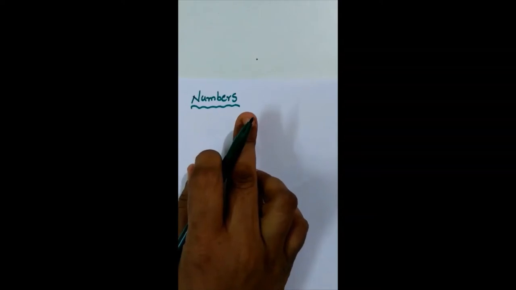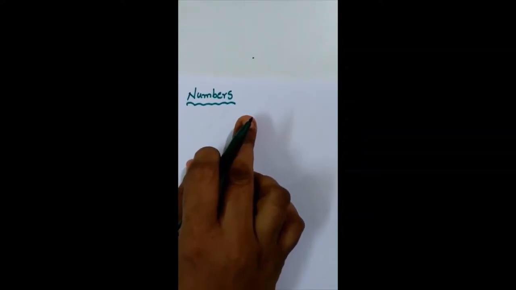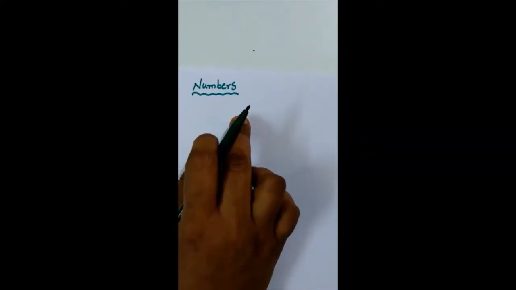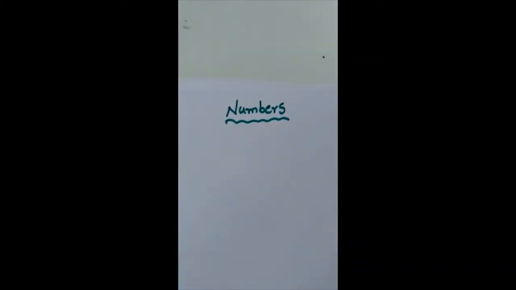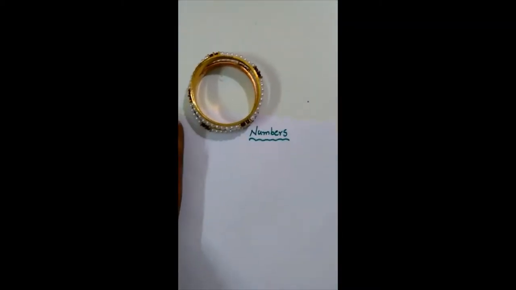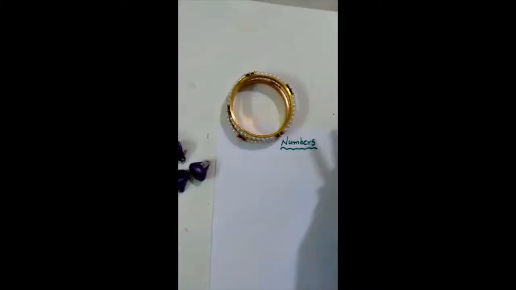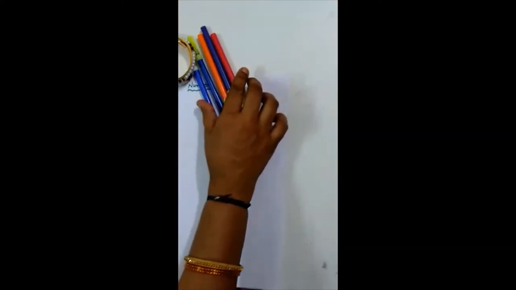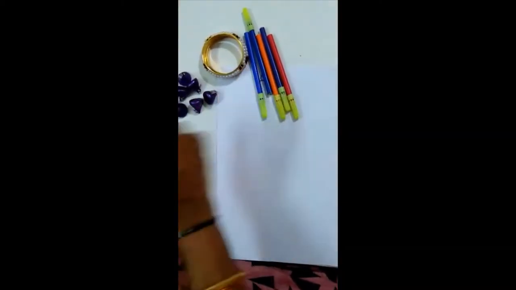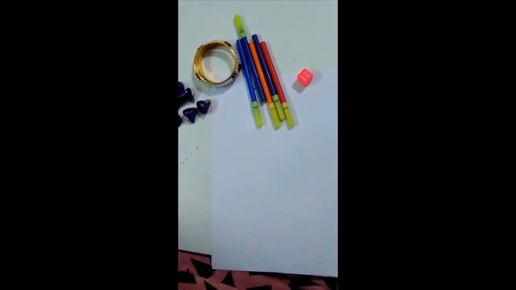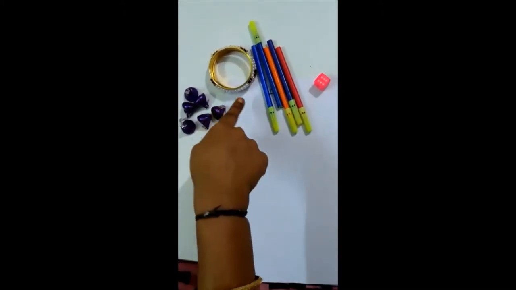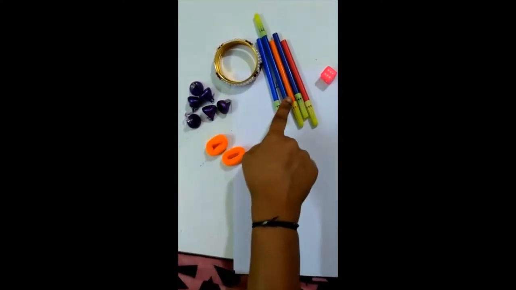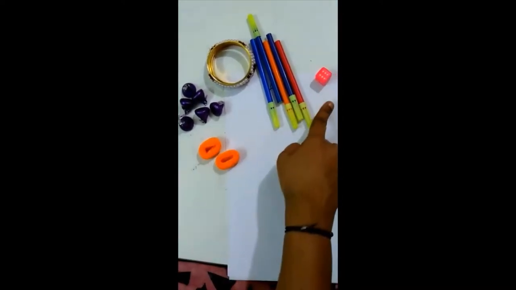Before going to start this class, let us have some interaction. Children, we can see the different objects in our day-to-day life. Yes, what objects can you find here? Bangles, chocolates, sketch pens, bands, dyes. So what objects can you find here, children? Bangles, chocolates, sketch pens, bands and dyes.